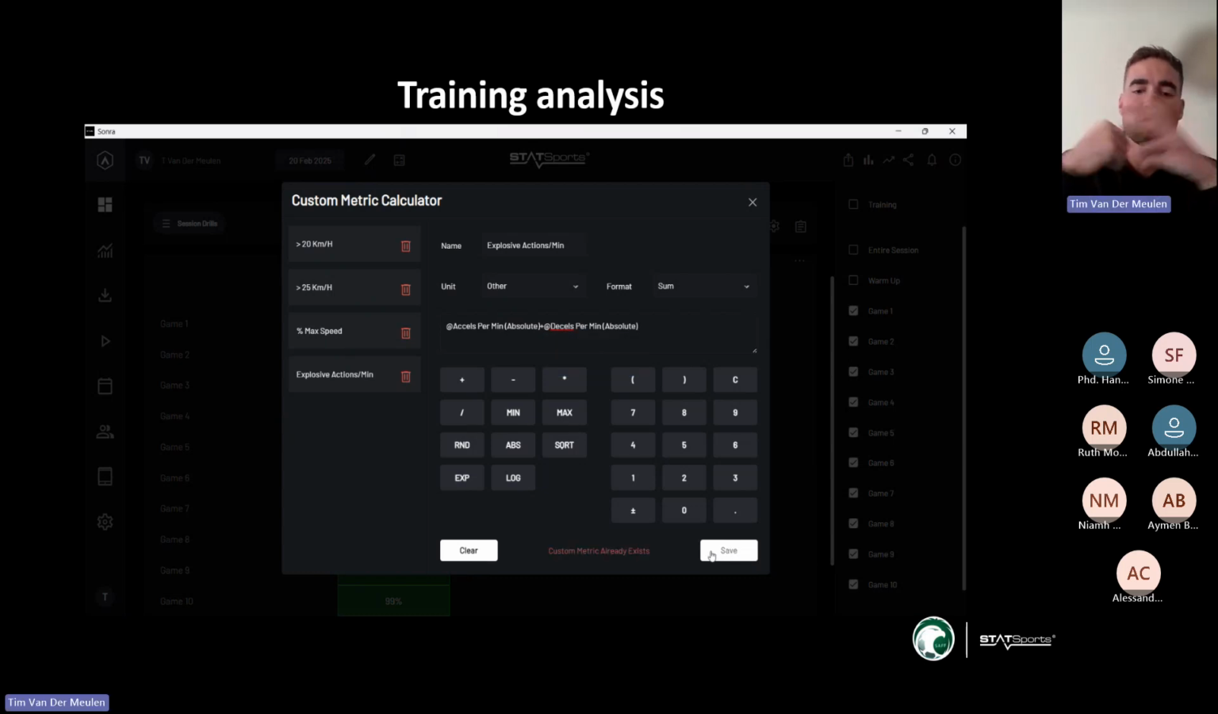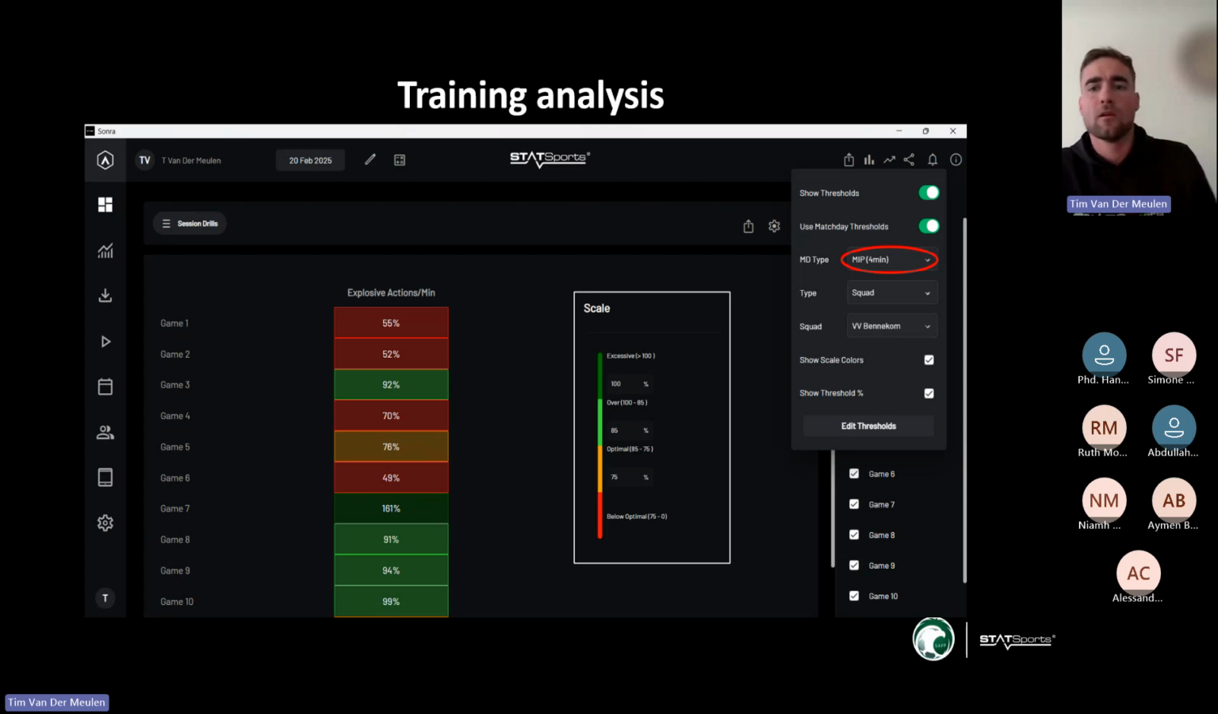It won't save now because I've already created that custom metric. But it's a really nice tool to create different metrics. As you can see, I've already created a number of specific metrics. You can rename them, for example, above 20 kilometers an hour, above 25 kilometers an hour, but also the percentage of max speed. But in this training, we had a focus on the explosive actions per minute.